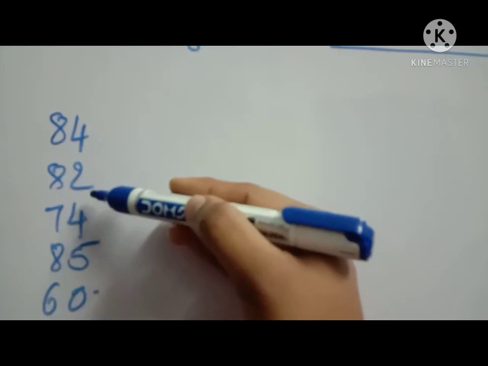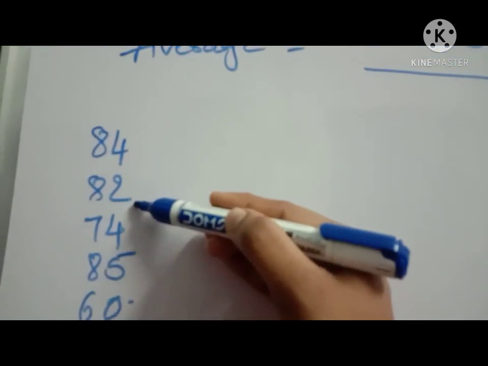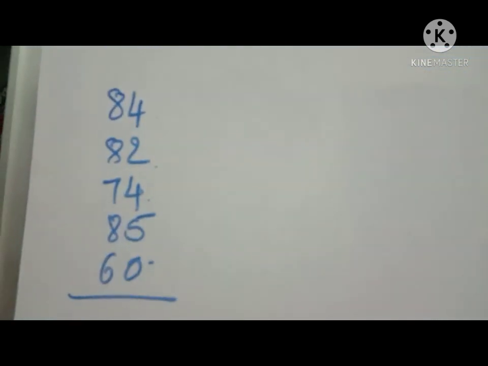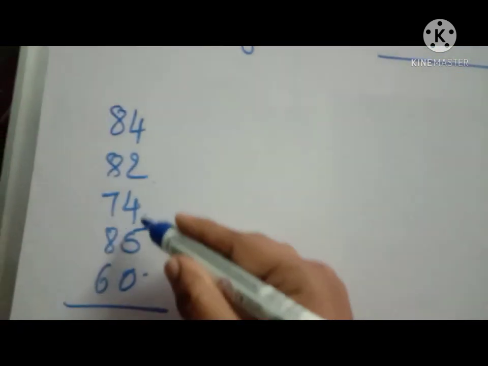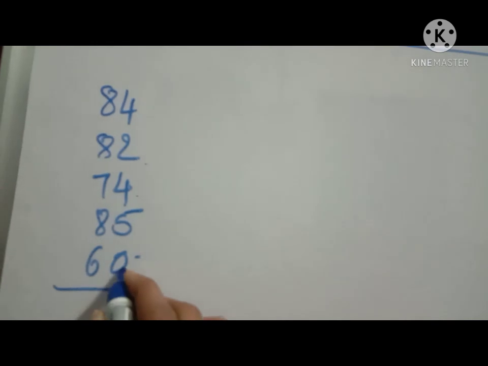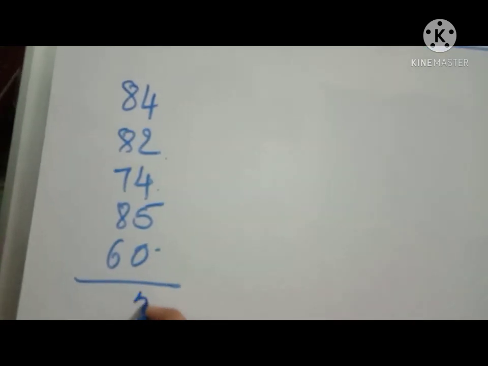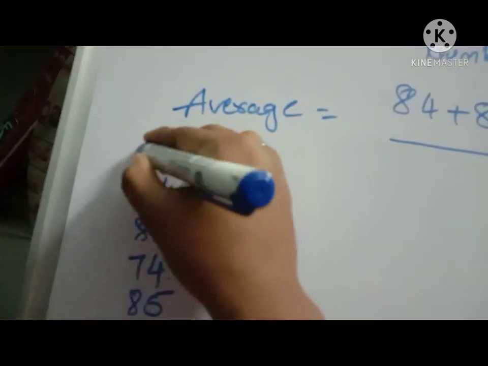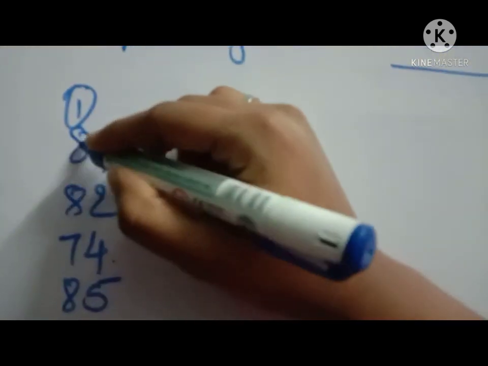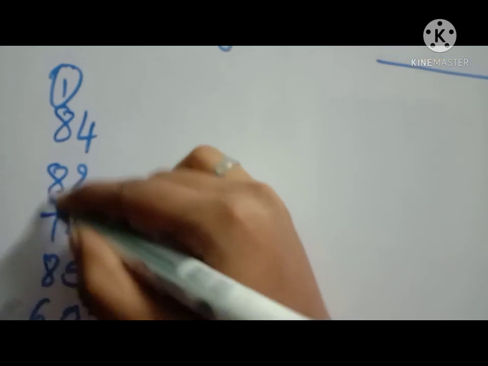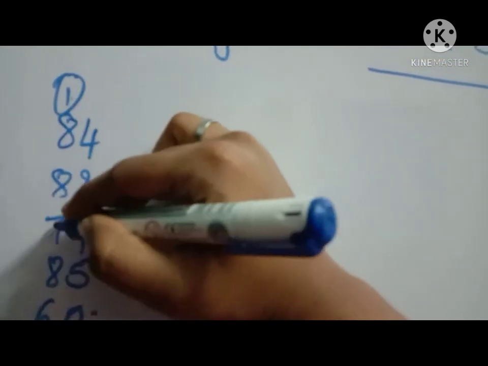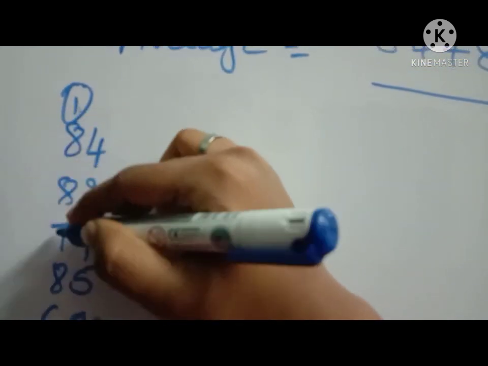See, 4 plus 2 is equal to how much? 6. 6 plus 4 is how much? 10. 10 plus 5 is 15. 15 plus 0 is 15 only. Write 5 here and carry 1. 8, 8. 8 twos are how much? 8 twos are 16. Here 7 is there and here 1 is there. 7 plus 1 is equal to 8.